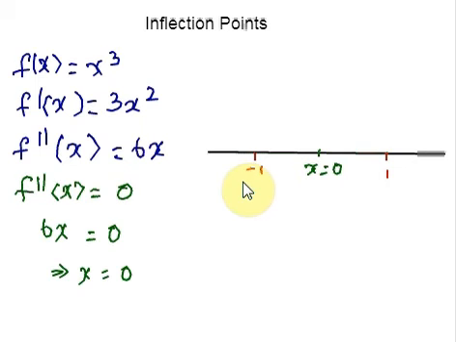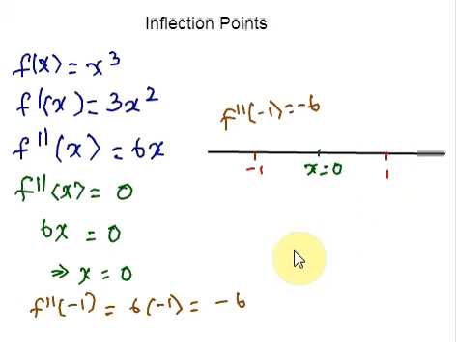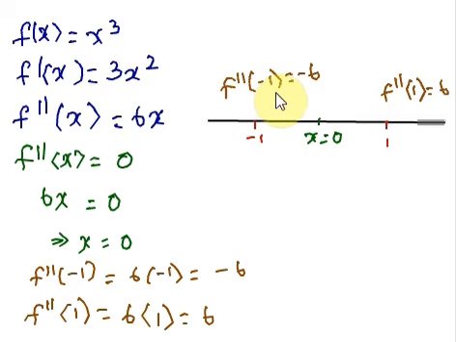At x is equal to negative 1, just replace x by negative 1 in the second derivative, and we'll get negative 6. Now check for x is equal to 1. If we check x is equal to 1, we'll get a positive number. If the second derivative is a negative number, it means concave down. If the second derivative is a positive number, the function is concave up at x is equal to 1. Thus, we can see that the function has different concavities on either side of x is equal to 0, and the inflection point is at x is equal to 0, because it changes its concavity.